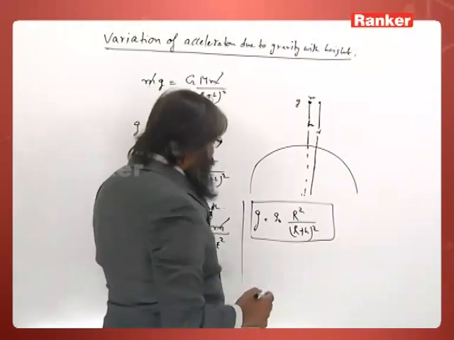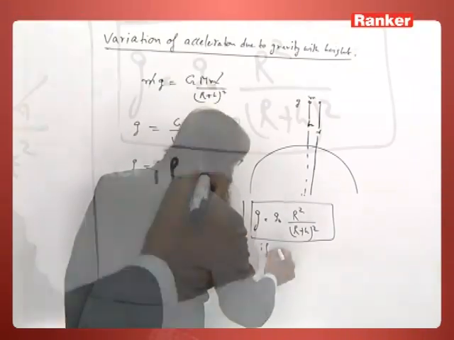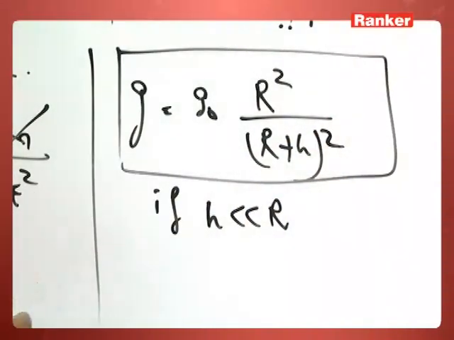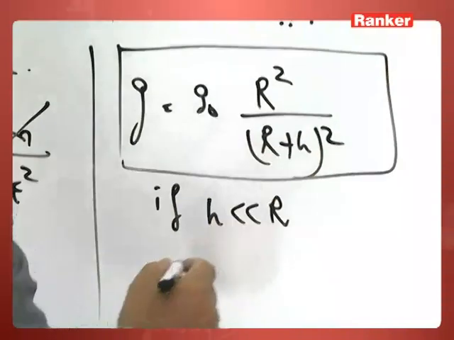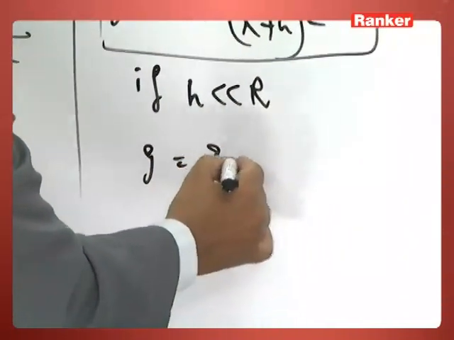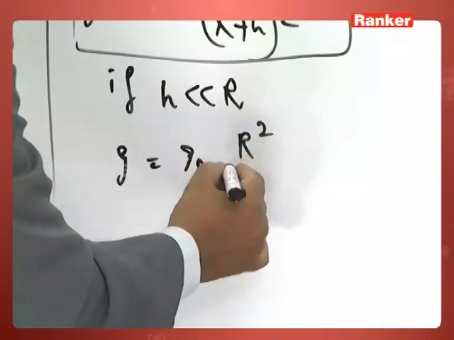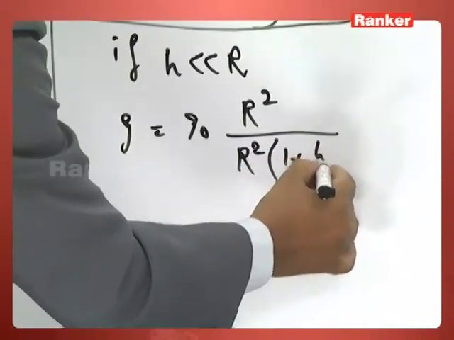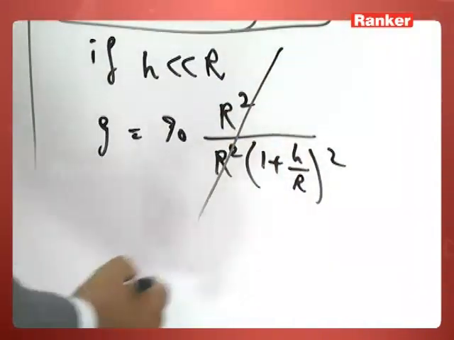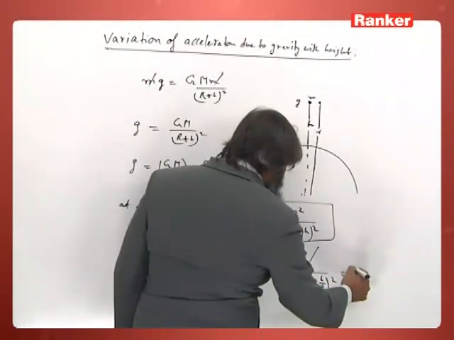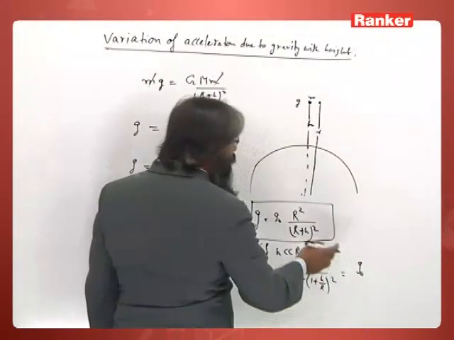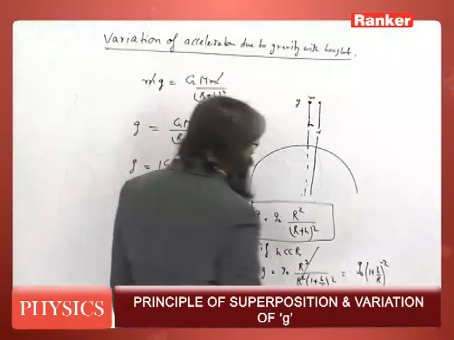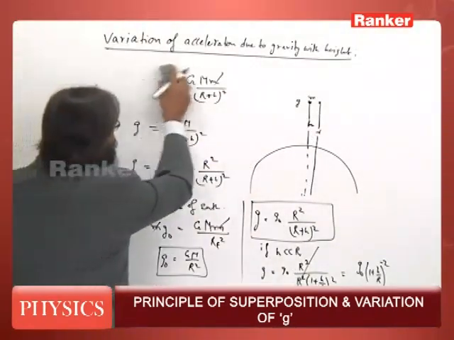Now suppose h is very much less than R, but still comparable. Then g will be equal to g naught R square by, taking R common, R square into 1 plus h by R whole square. This gets cancelled, so this becomes g naught times 1 plus h by R to the power minus 2.